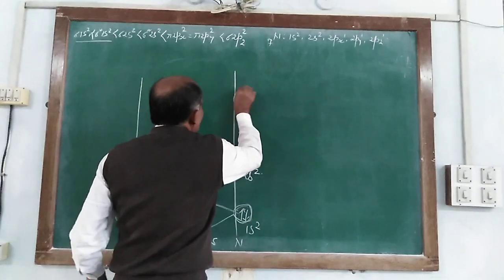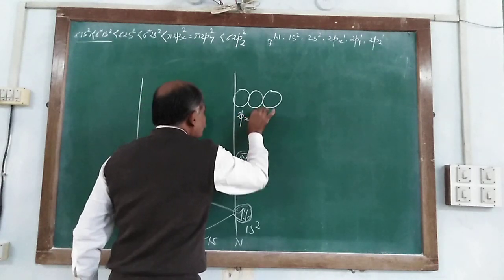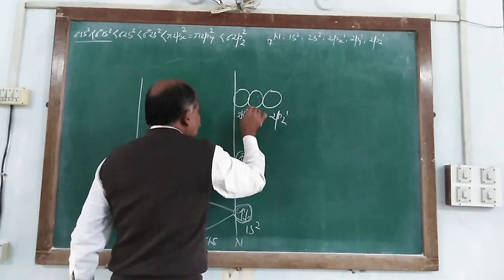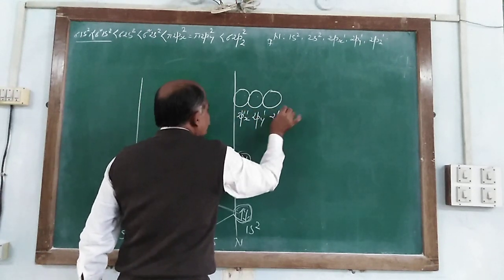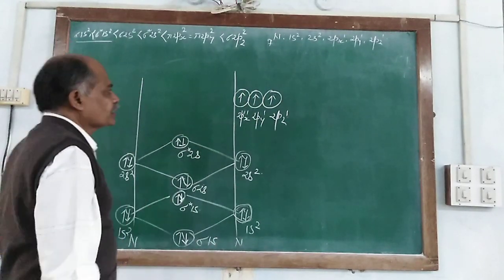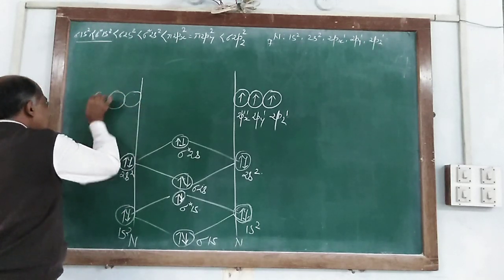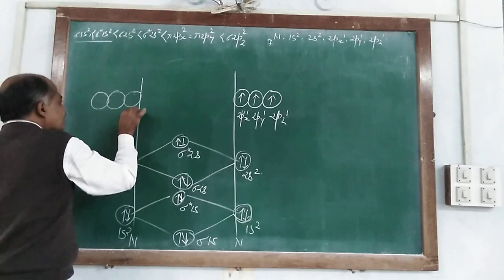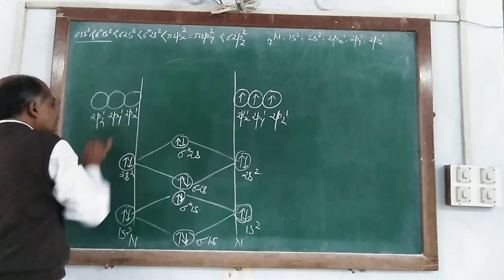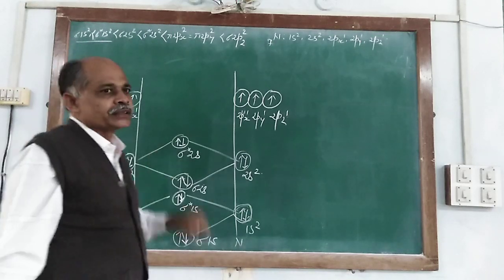Now px, py and pz. So it is 2px, 2py and 2pz. Here 2px1, 2py1 and 2pz1. So each of the atomic orbitals has 1 electron. Similarly, in the other nitrogen atom, 2px1, 2py1 and 2pz1. So each of these orbitals also has 1 electron.